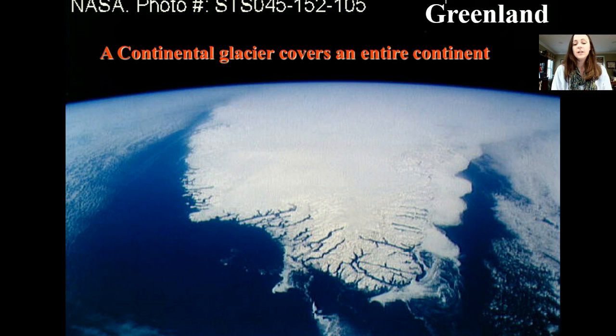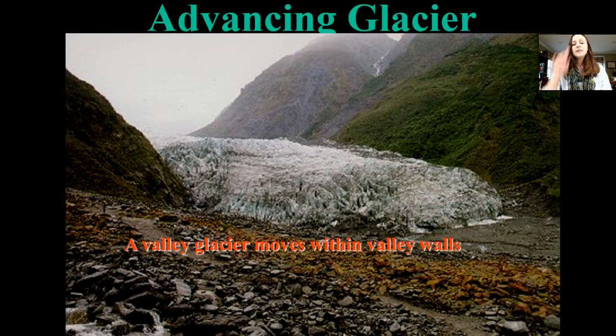Now, a continental glacier covers an entire continent. This is a picture of Greenland, and notice it looks like a sheet of ice. That's because it's a continental glacier. This is a picture of an advancing glacier. A valley glacier moves within a valley. This is very different from the continental glacier, where the whole entire continent is covered. In a valley glacier, the ice develops within a valley.